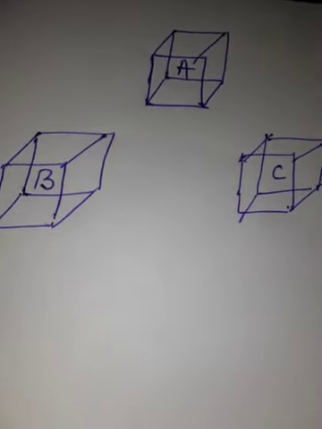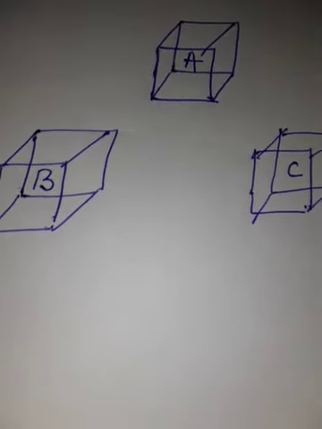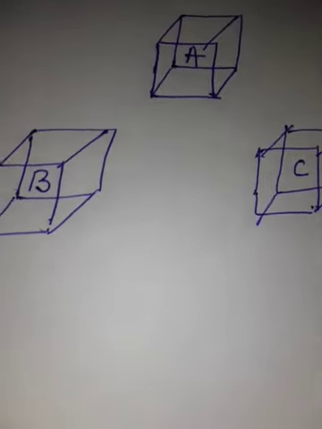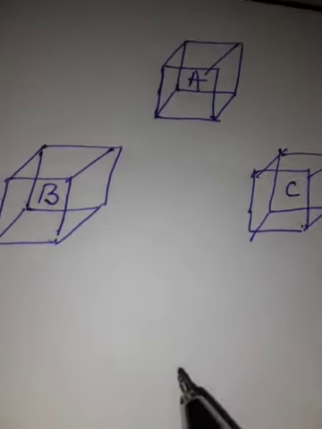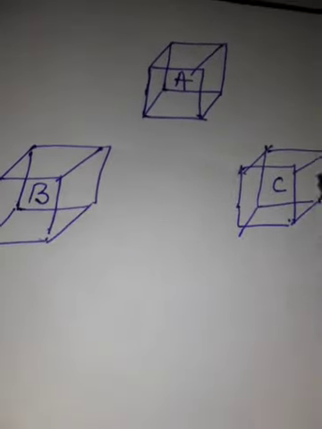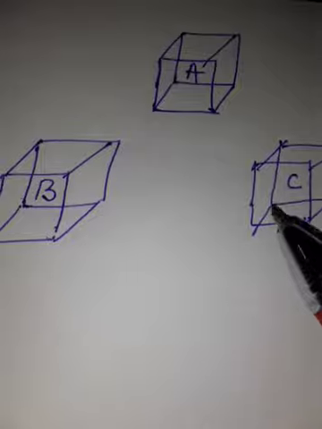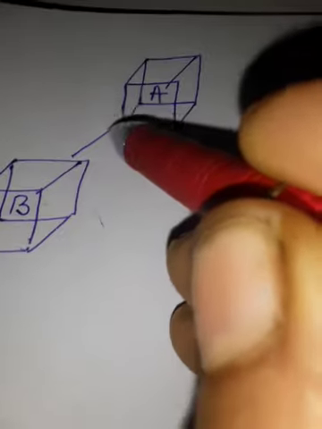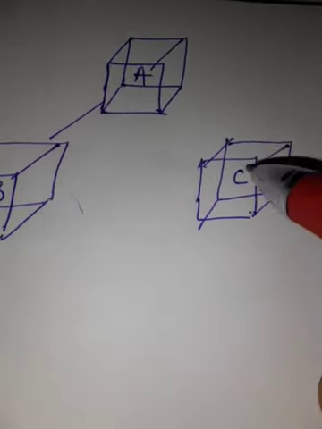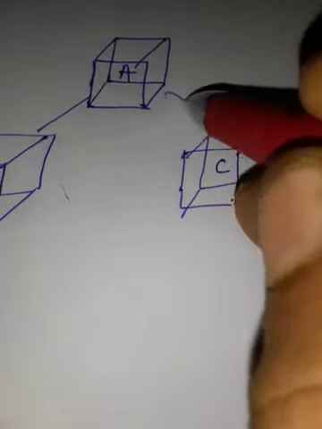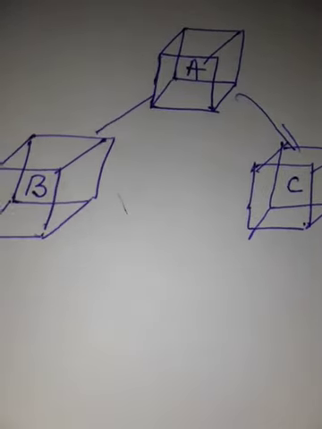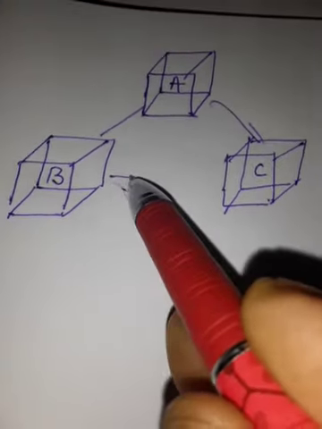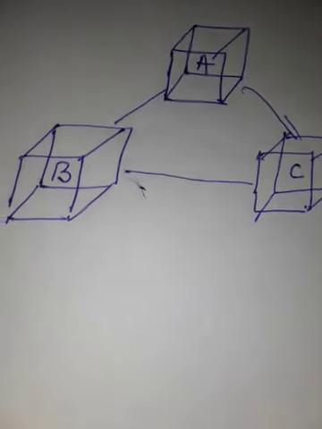The topic we are going to learn is the zeroth law of thermodynamics. This law is also known as the law of thermal equilibrium. Thermal means heat. According to this law, if two systems, consider B and C, are separately in thermal equilibrium with A, then the systems B and C will also be in thermal equilibrium with each other.